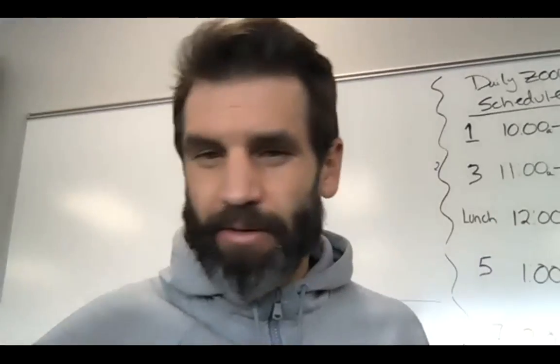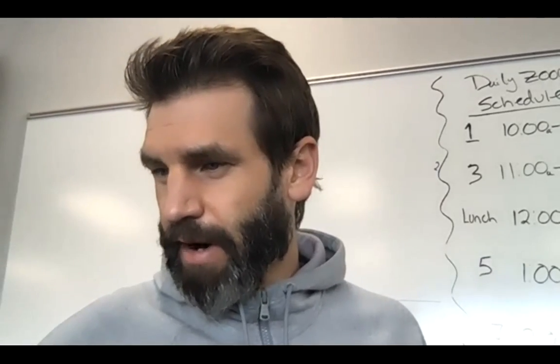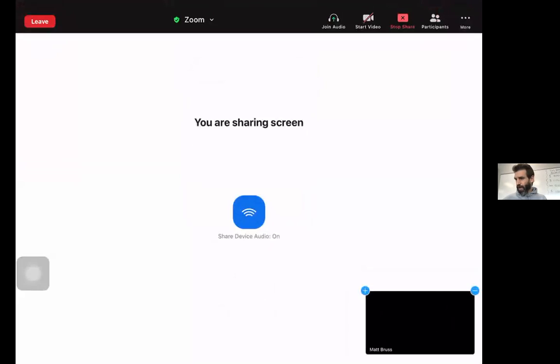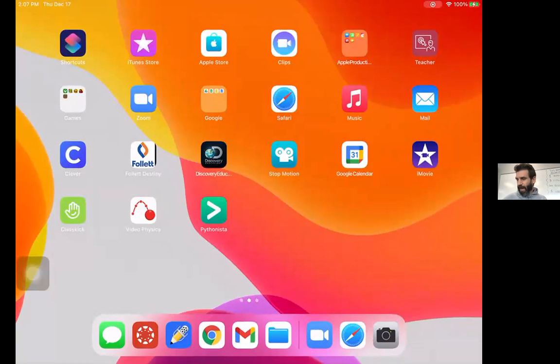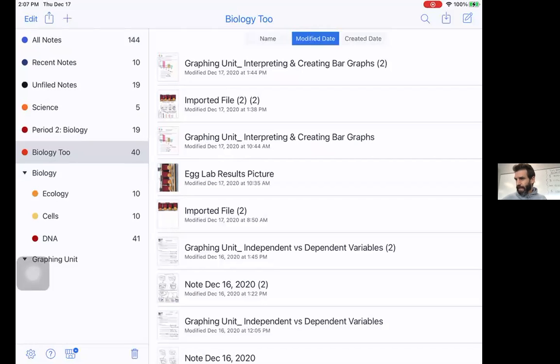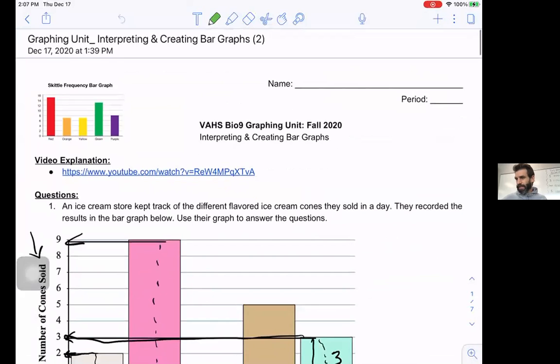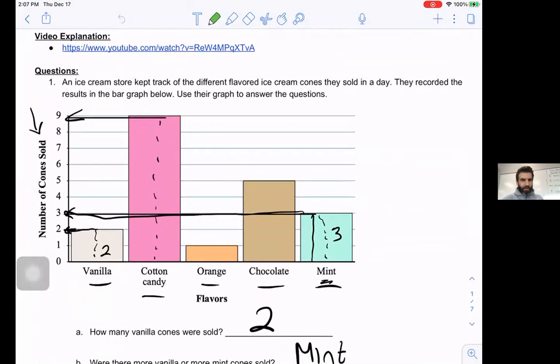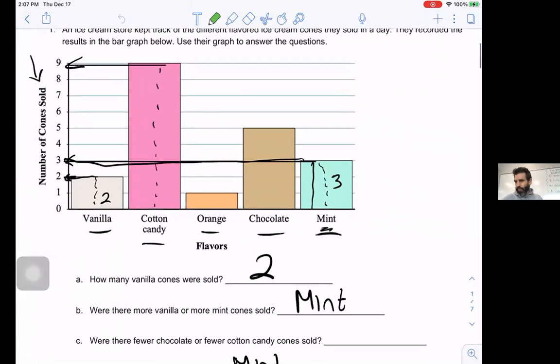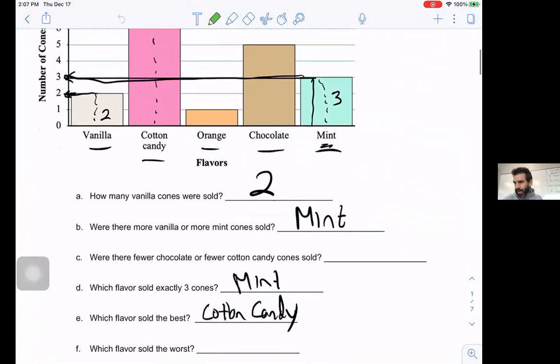I'm going to share my screen here. Oh, got to start broadcasting. And I brought this assignment from Canvas. I already brought it into Notability, and this is our graphing unit, interpreting and creating bar graphs. So in class, we were able to get through this first graph a little bit, where we were looking at different flavored ice cream cones, how many were sold, and answering a few of these questions here.